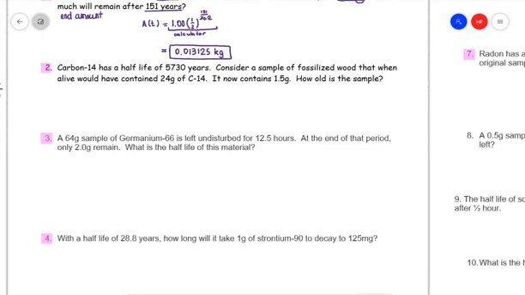On number 2, carbon-14 has a half-life of 5,730 years. Consider a sample of fossilized wood that, when alive, would have contained 24 grams of C14, which is carbon-14. It now contains 1.5 grams. How old is the sample? So we're trying to figure out how much time has passed.